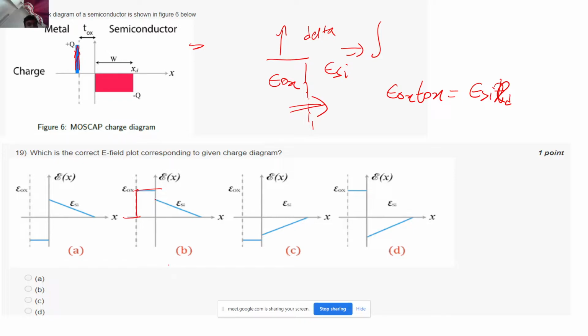That's why you are able to see there is some discontinuity over here, and since the charge density is negative over here, when we integrate this negative thing, you will see that there is a negative slope in the electric field, right? So option B is correct.